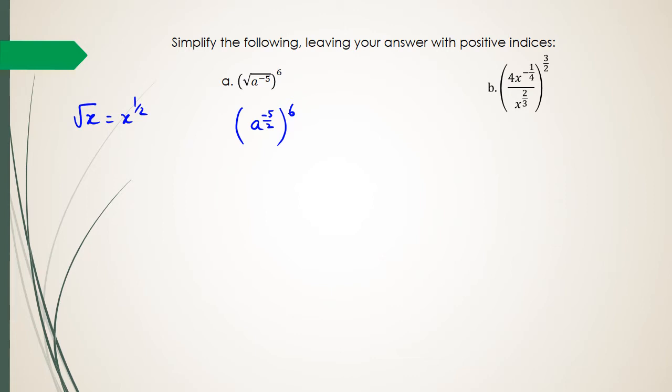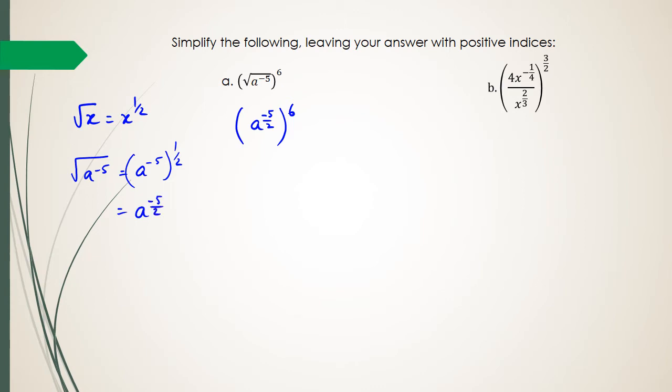Now you might be wondering, how did I get to negative 5 over 2? Because remember that if you have the square root of a to the power of negative 5, this could be written as a to the power of negative 5, to the power of half, which then equals a to the power of negative 5 times a half, which is negative 5 over 2.